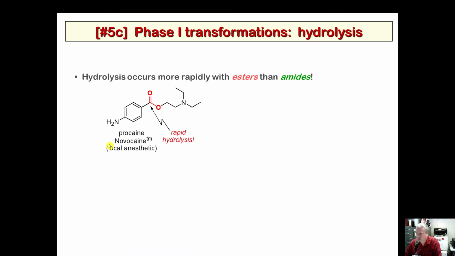A molecule like procaine, also called Novocaine, which is used as a local anesthetic in dental surgery, things like that, has a nice ester, rapidly hydrolyzed. But procainamide, which is an antiarrhythmic drug, looks very similar, and it's pretty crazy that it has different biological activity. But it's got an amide, and that's very slowly metabolized because it's an amide, right?